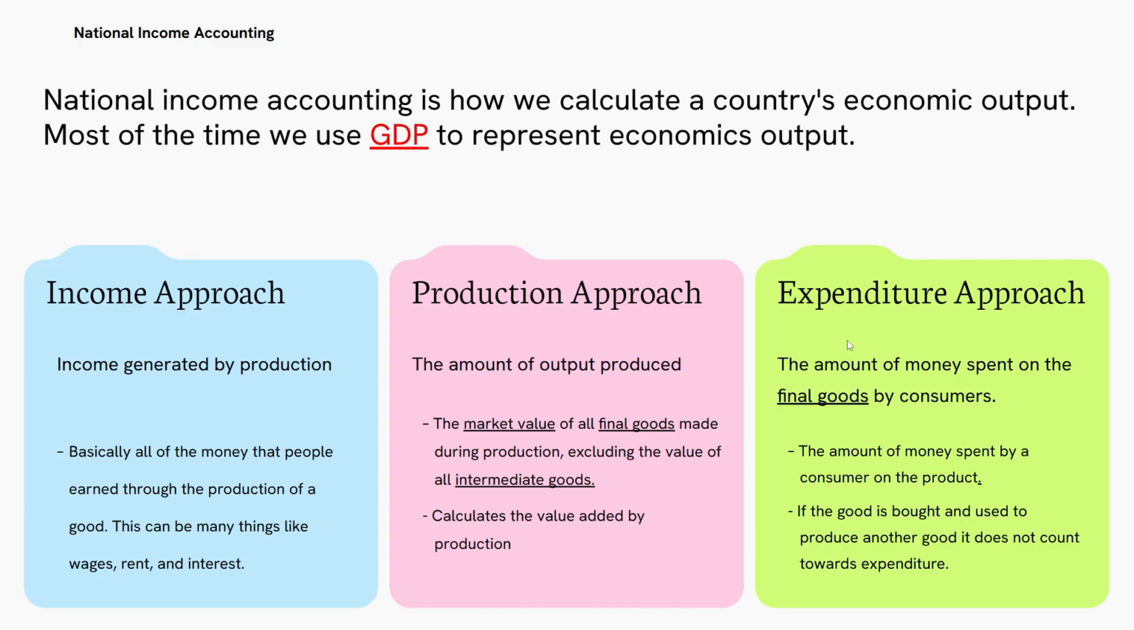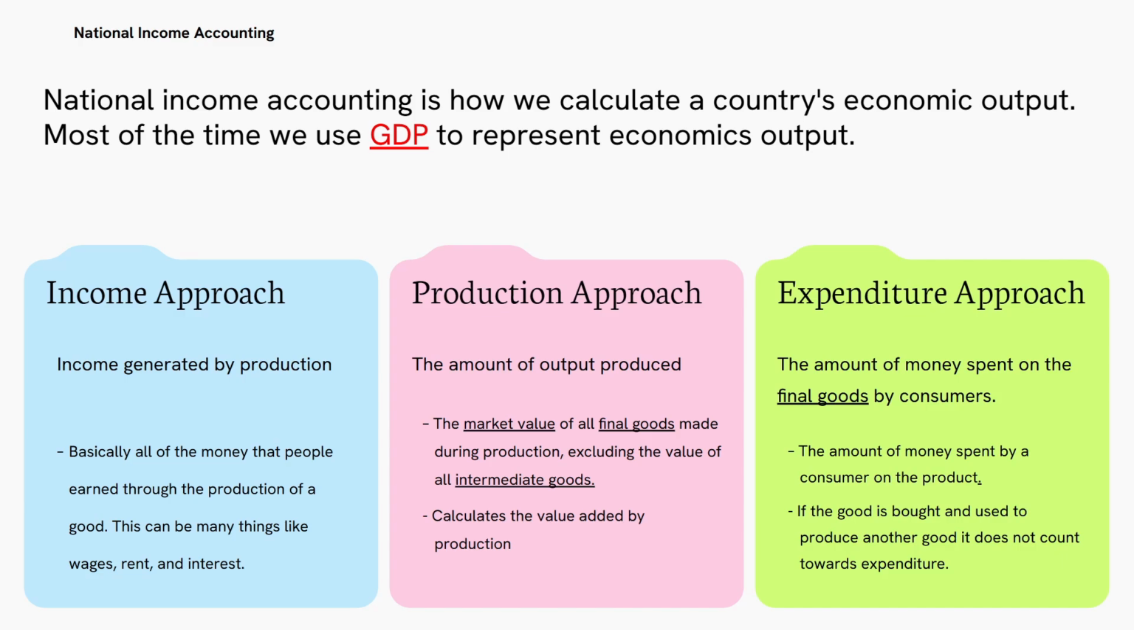And the last one, and by far the most important, and the one that you need to know, since the others are not that important to memorize, is the expenditure approach. This is basically the money spent on all goods by consumers. If you're wondering why this is the most common, it's because it's the easiest. In real life, it is much easier to find this information, the amount of money spent on goods, because companies already keep track of that.